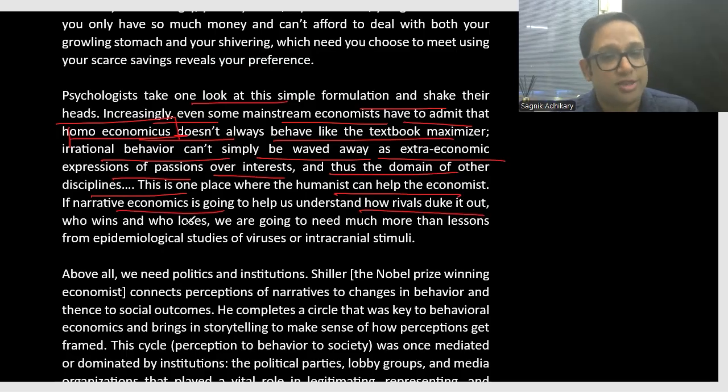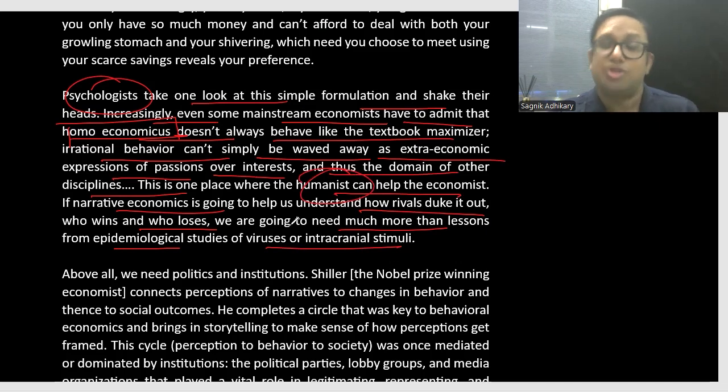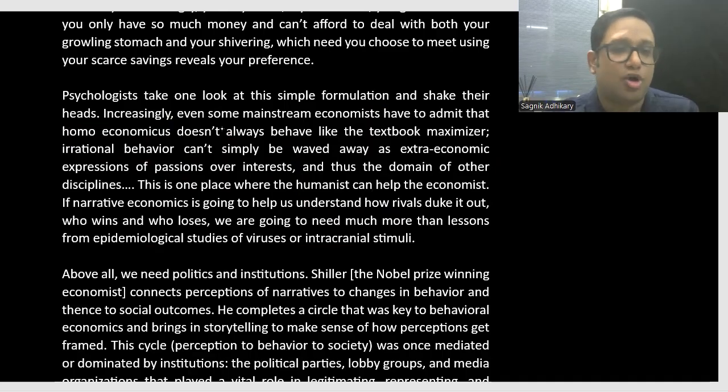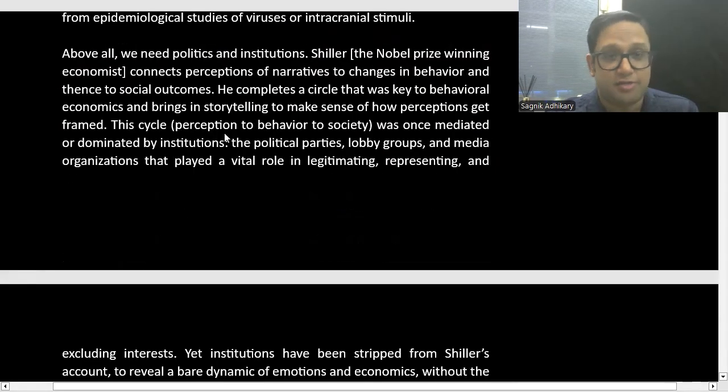This is one place where the humanist can help the economist. If narrative economics is going to help us understand how rivals duke it out, who wins, who loses, it's going to need much more than lessons from epidemiological studies of viruses and intracranial stimuli. So again, this talks about the psychological view, the humanist view, the pathological view, as given by the last statement, of economy, how economics can benefit from these different perspectives.